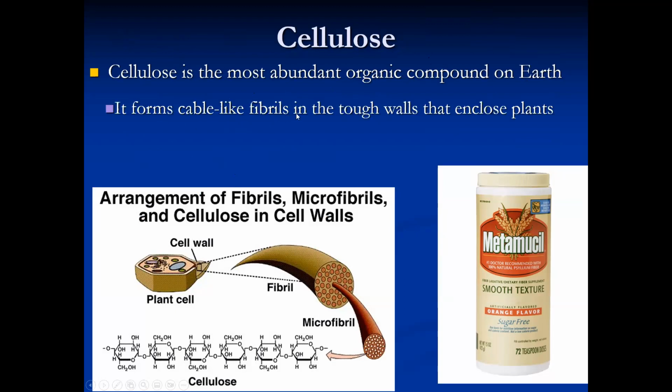It forms cable-like fibrils in the tough walls that enclose plants. So around each plant cell, you're going to have a thing called a cell wall. What makes up that cell wall is these fibers that are made up of cellulose. And let's take a look at the structure of cellulose.